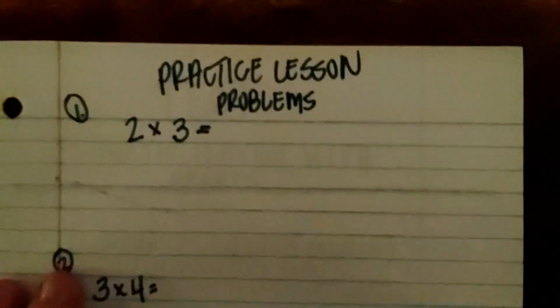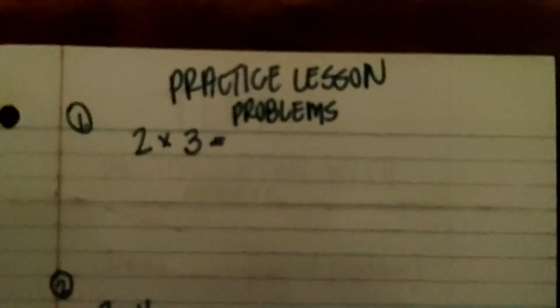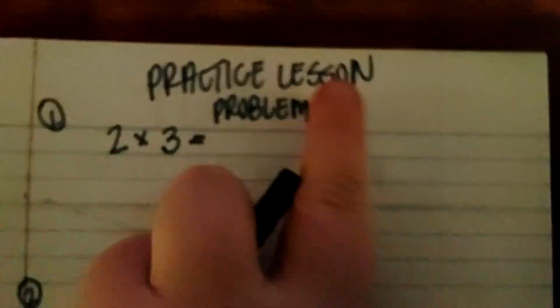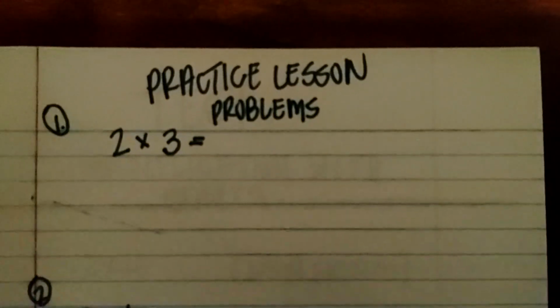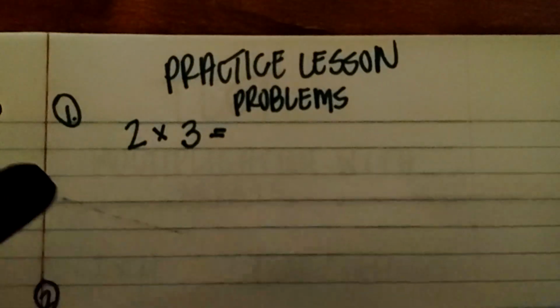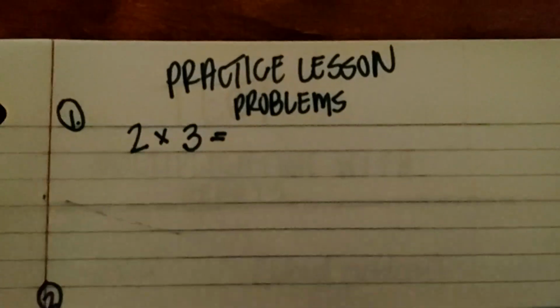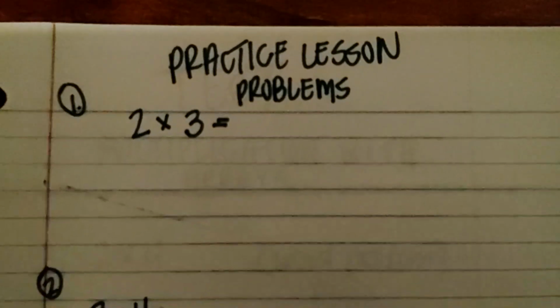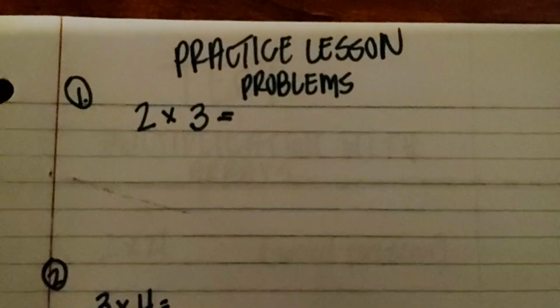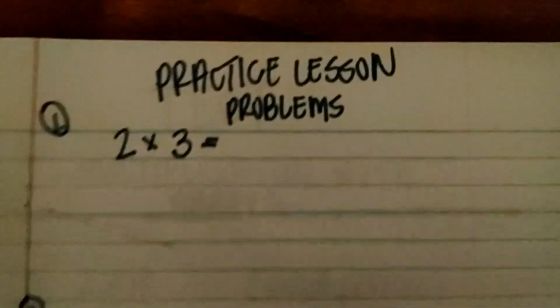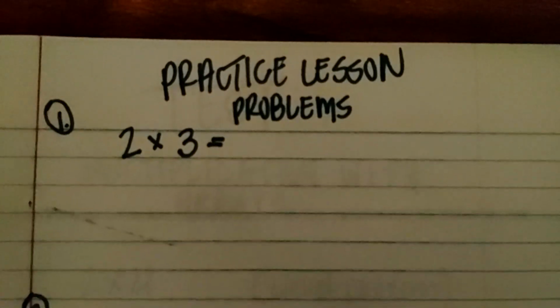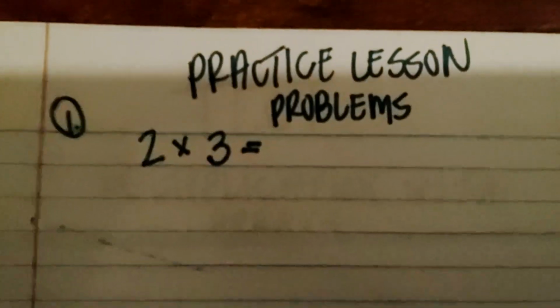Okay. Here's our board. Okay. So in your math journal, I would like you to write practice problems. You don't have to write lesson. That's just for me. Okay. The first question we're going to do is number 1, 2 times 3. You're going to write that on your paper. 2 times 3. Okay, does everyone have 2 times 3?